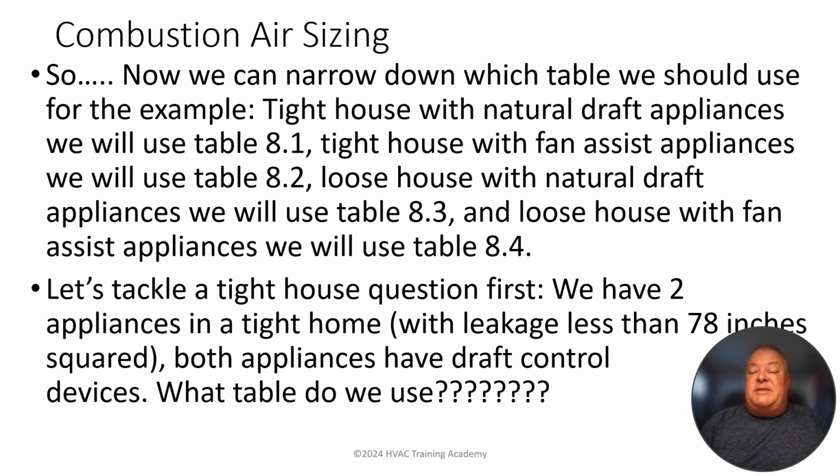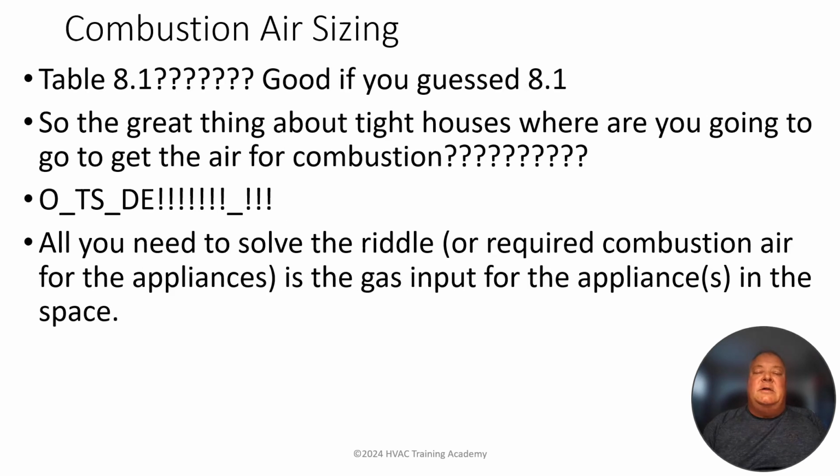So if we've got two appliances in a tight home, and the description in the question says we have leakage less than 78 inches squared, both appliances have draft control devices. What table are we going to use? 8.1, 8.2, 8.3, or 8.4? Well, 8.1 and 8.2 are going to deal with tight houses. You can see the example, we definitely have a tight house. And appliances with draft control devices are going to be found in table 8.1. So tight and draft control device, table 8.1 is the one we're going to use.